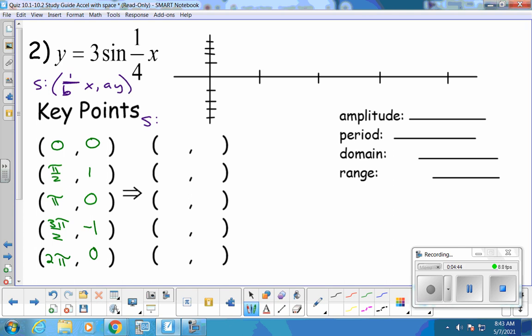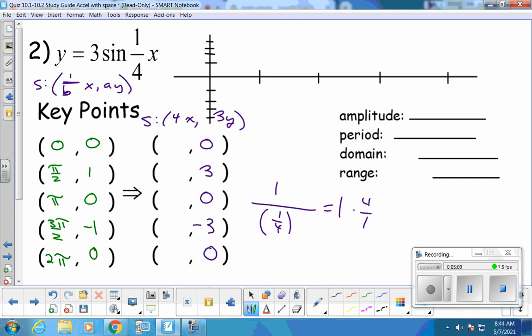So what is 1 over 1/4? That's the question of the day. 1 over 1/4. Whenever you divide by a fraction, you multiply by the reciprocal. So I'll basically have 4 that I'll be multiplying all my x values by. And then my a value is 3. So 3 will be multiplying by all my y values. Let me do my y values first. I always start with them for whatever reason. So my y values are done. I tripled all of them.